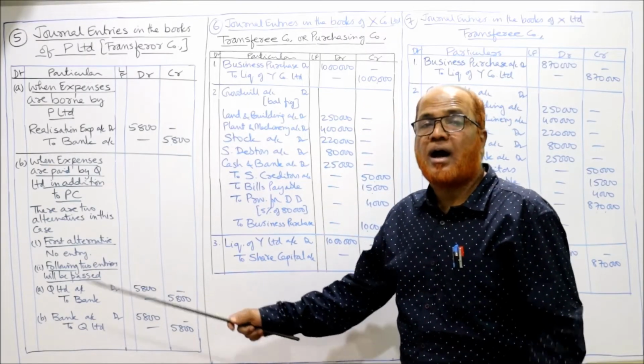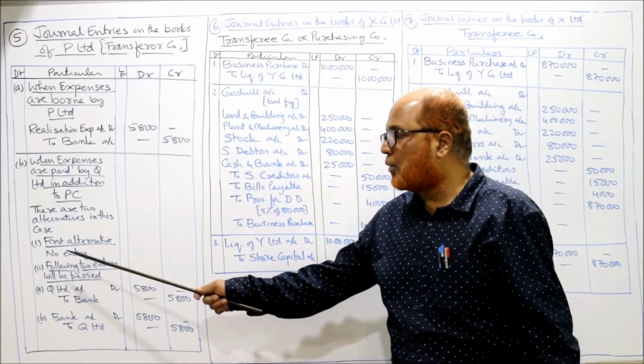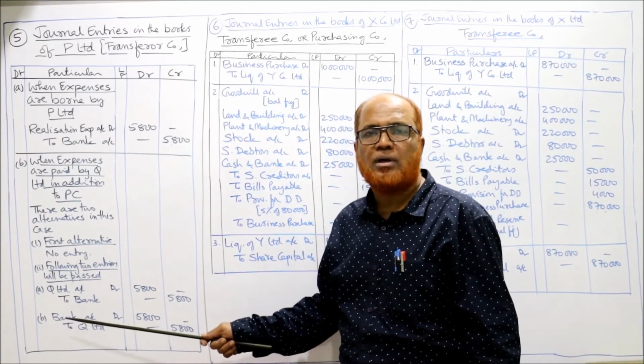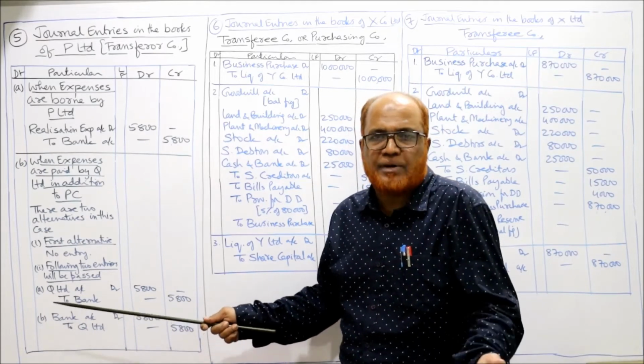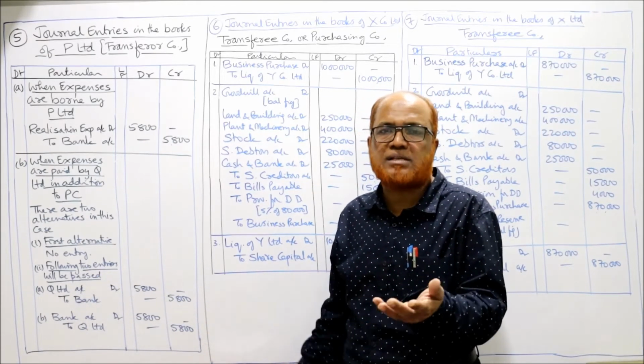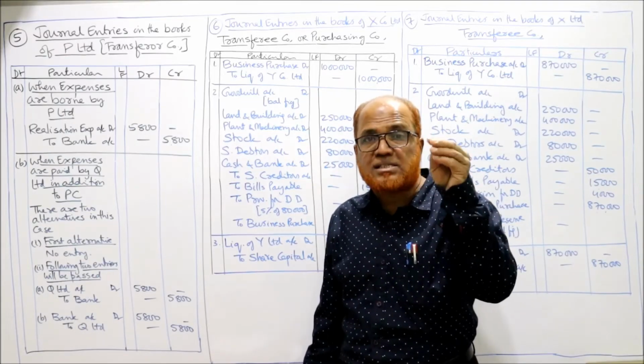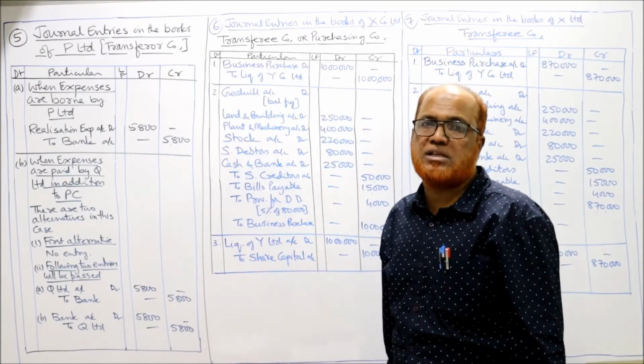First alternative. अगर entry pass करना ही है तो फिर दो entries pass करना. If you want any one of the alternatives you have to follow, whether first alternative or second. The best alternative is first alternative. Don't pass any entry because the expenses are paid by Q Limited. और अगर pass करना चाह रहे हैं तो फिर दो entries pass करना.